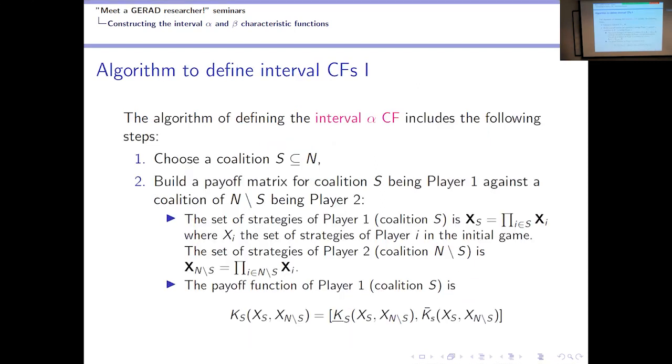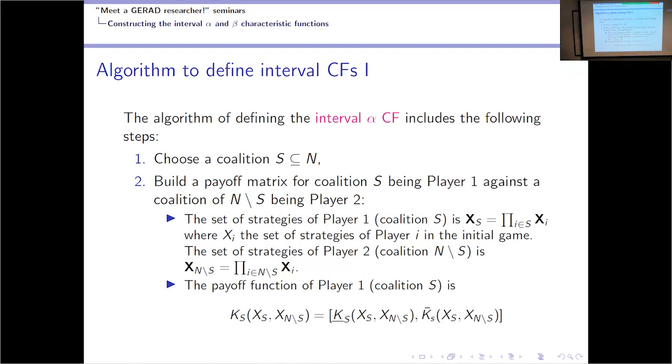And let's move to the next step, which is an algorithm for n players. If you consider only 2 and 3 players, then it's okay. You can compute the interval alpha characteristic function and beta as well. But if there are n players, then you need an algorithm. So this is the algorithm we need for n players. I put the algorithm here for the alpha characteristic function, but we have the same recipe for beta as well.